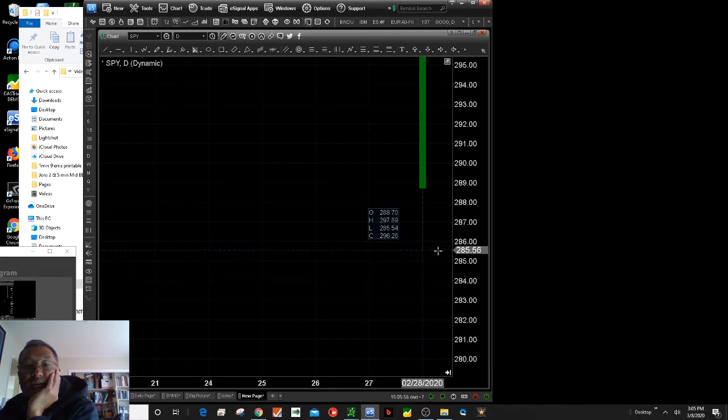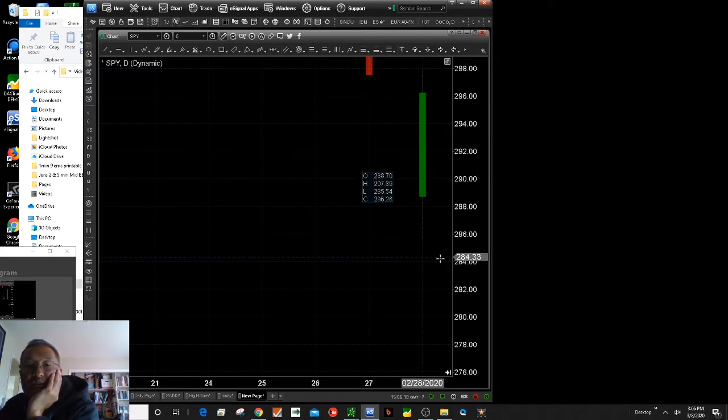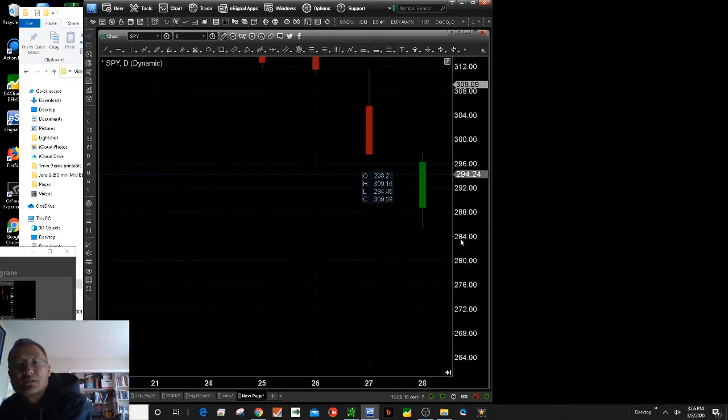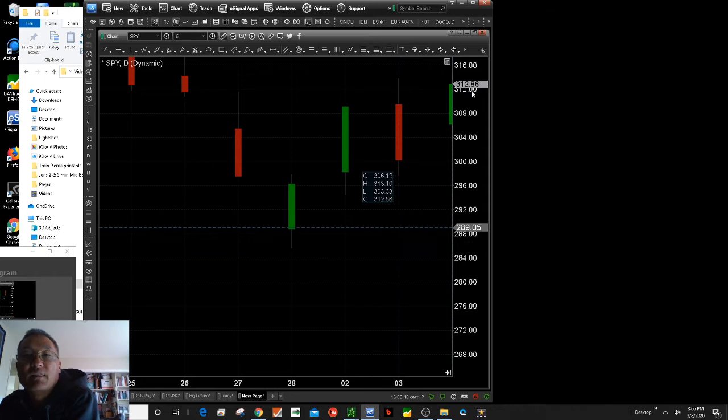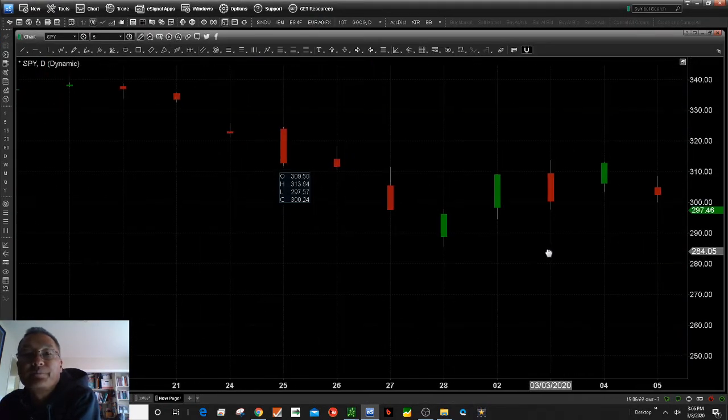Is that right? This close should be here. It's not the same. It should be that, but I don't know why it's not. It's sort of funny here. Anyway, the close should be this level here, but it's not showing the correct level. But that is the 4 pieces of information that you will get on a candlestick.